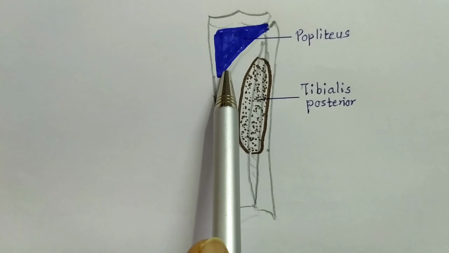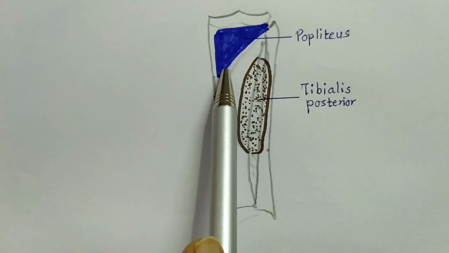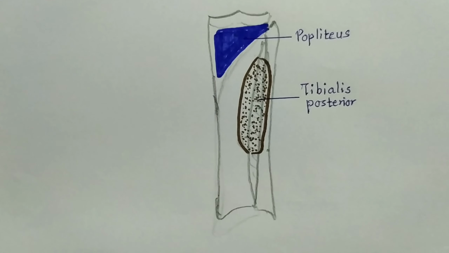The popliteus is the key of knee joint. It begins the flexion of knee. It unlocks the locked knee at the beginning of flexion. All these 8 muscles of posterior compartment of leg are supplied by tibial nerve.